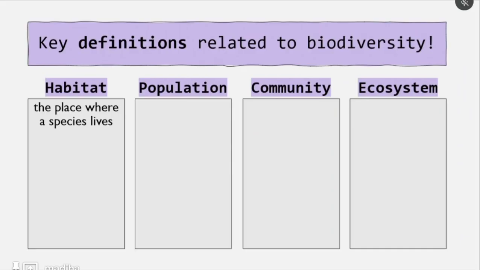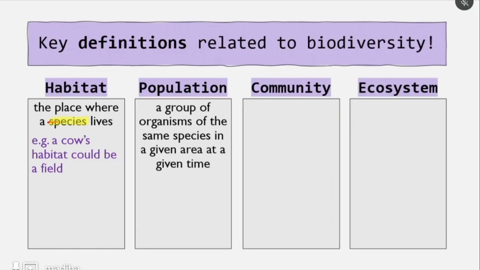So we've got habitat. Habitat is essentially just a space where a species lives. We'll go through species in a bit, but it's a place where a species lives. For example, a cow's habitat could be a field, or a lion's habitat would be a jungle. It's just where the species lives.